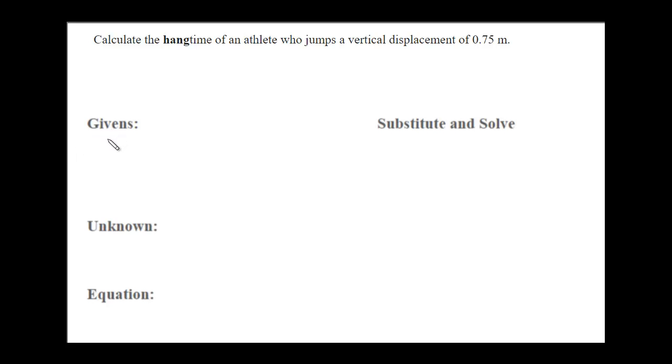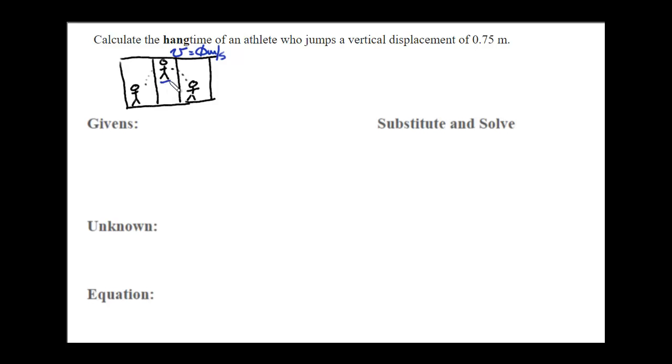Calculate the hang time of an athlete who jumps a vertical displacement of 0.75 meters. Well, our athlete starts here, jumps up to be here where they hang for a split second, and then falls back down to the earth. For a split second, they hang there, so I know that velocity right here is 0 meters per second.